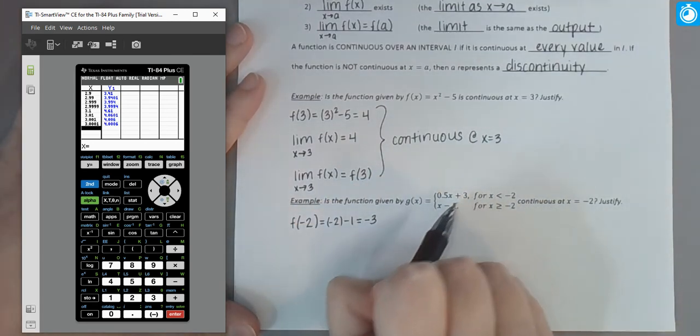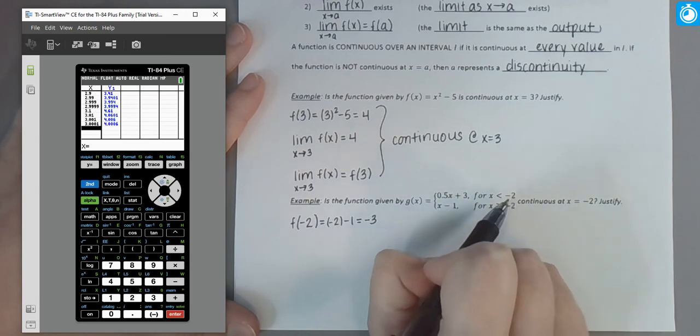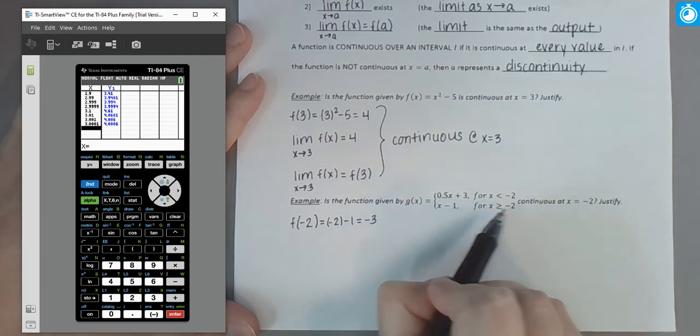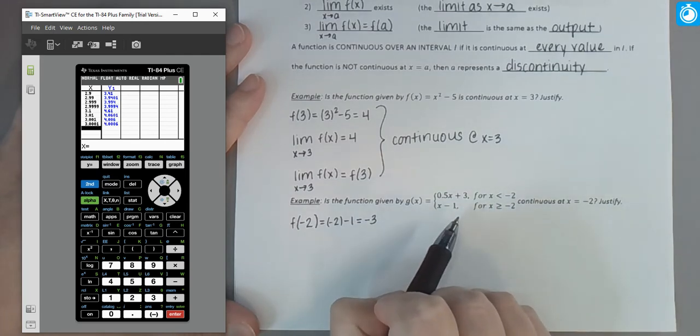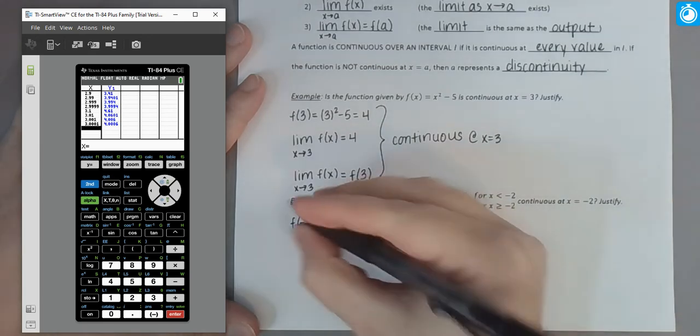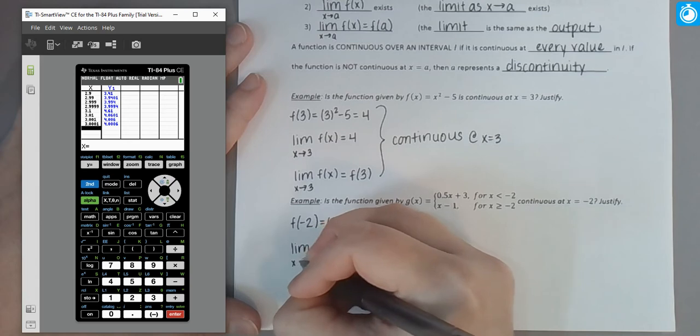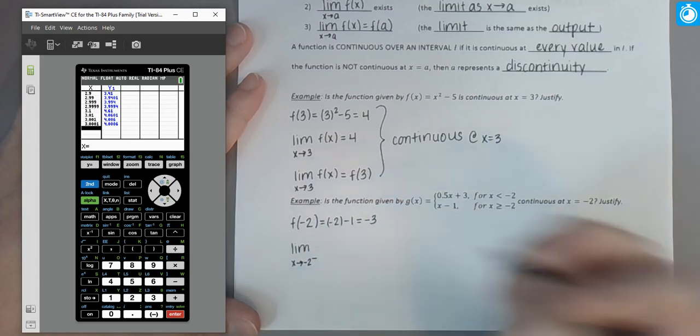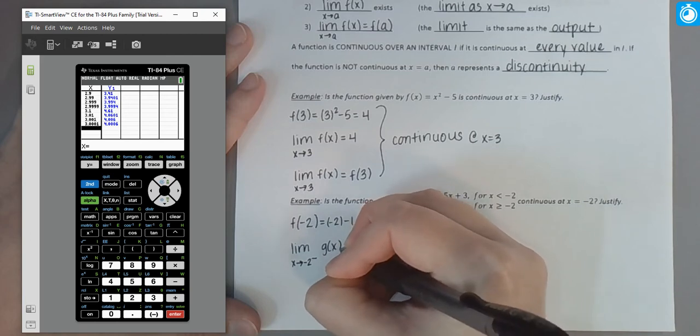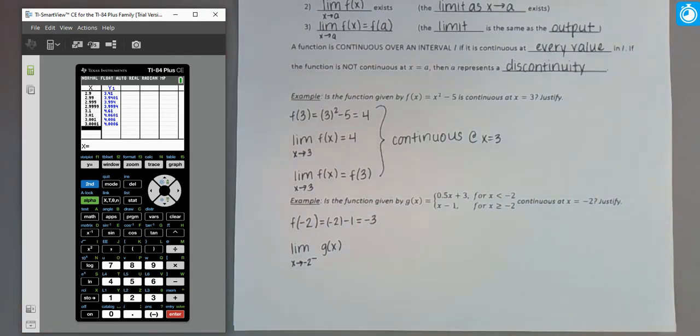Okay, now we need to check our limit. Now here, because we have two different rules, this rule applies for numbers that are smaller than -2, in other words, the left-handed limit. This rule applies for numbers greater than or equal to -2, in other words, the right-handed limit. So we'll have to analyze each of these individually. So we want the limit as x approaches -2 from the negative side for our function. From the negative side, we're using that first rule. So let's type in the first rule and see what happens. 0.5x plus 3. Now remember, we're only going to keep the portion of that graph corresponding to x values that are less than -2. So the right-hand portion of that graph would be dropped off.